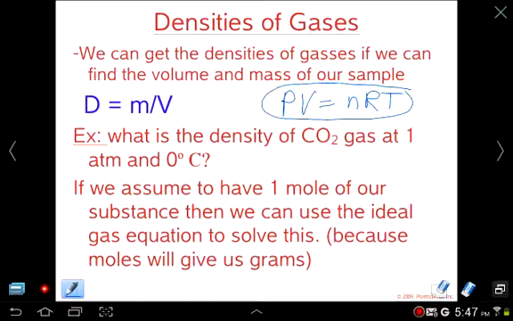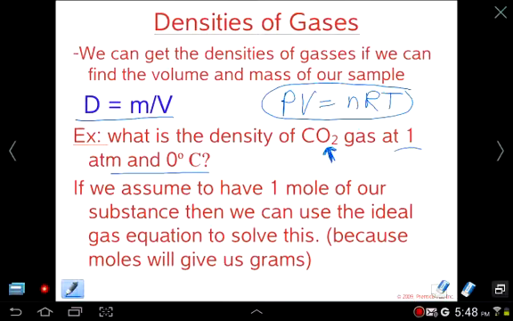Now, it turns out that the density of anything is defined as mass over volume. So we can ask, what is the density of carbon dioxide gas at certain conditions? It turns out that we can calculate the density of any gas as long as we know what the gas is, which is neat because then we can go on and measure the density of that gas and we'll come up with the right answer.